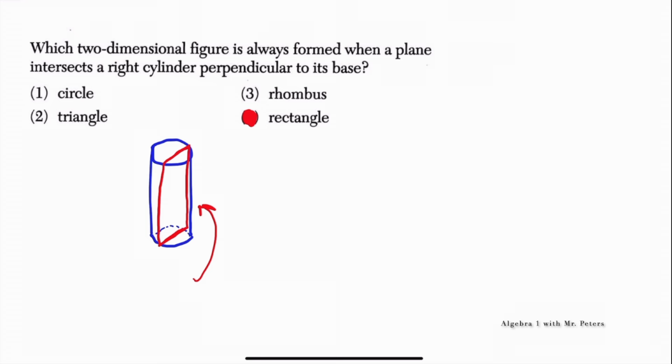However, the other situation is where we have the same right cylinder and the intersection occurs parallel. So if it occurs parallel, that means it's going to cut it in the same direction as the base. So now let's say we're in the same direction.